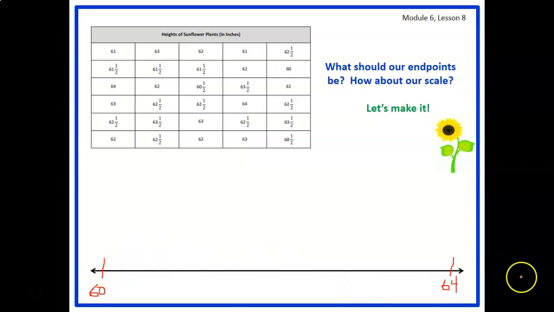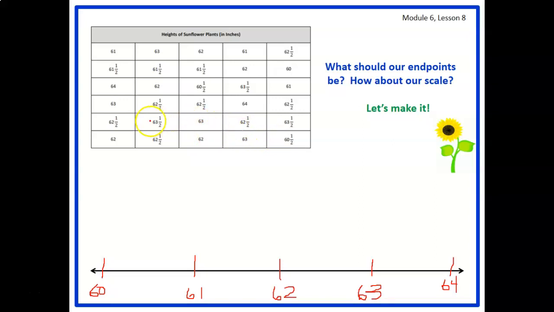So we've got to have points in between, don't we? Let's see. We're going to have 61, 62, and 63. So 62 is going to be here. 61 is going to be here. And 63 is going to be about here. Okay, so 61, 62, and 63.